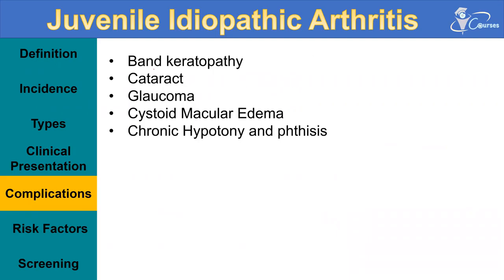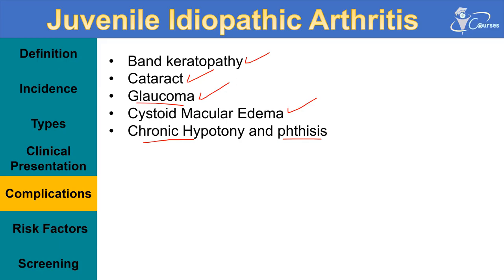Those children can present with band keratopathy, cataract, glaucoma, cystoid macular edema, chronic hypotony, and phthisis. So why, you may ask yourself? How come they will have glaucoma and hypotony at the same time? No, it is not at the same time. They initially will present with glaucoma due to inflammation. The uveitis will cause thickening of the aqueous. This aqueous will not be able to pass through the trabecular meshwork, causing secondary open angle glaucoma due to the uveitis.